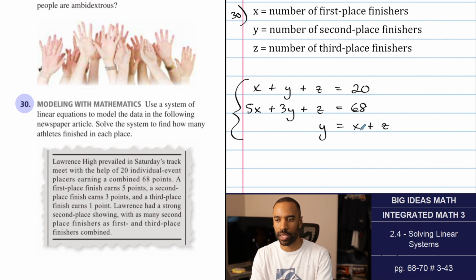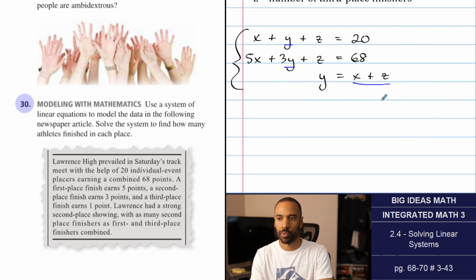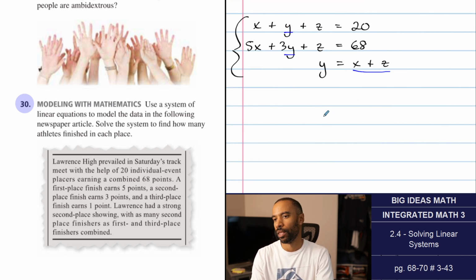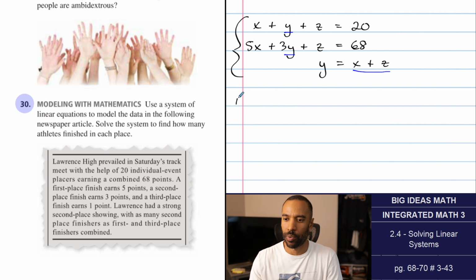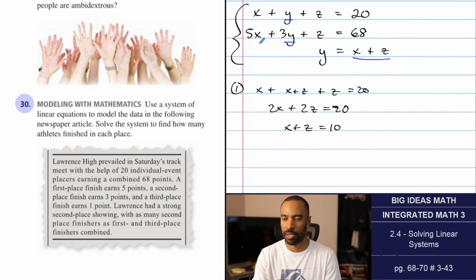Let's let x plus z take the place of y right here and right here, and then continue on that. No reason not to, right? So let's get that in equation 1. We're going to rewrite it: x plus y plus z equals 20. That's 2x plus 2z equals 20. I want to divide that all by 2. x plus z equals 10. We'll see if I go more with that on substitution in a bit.